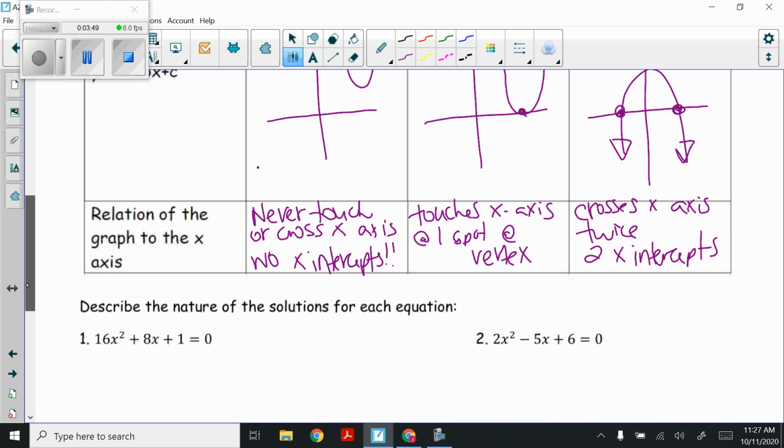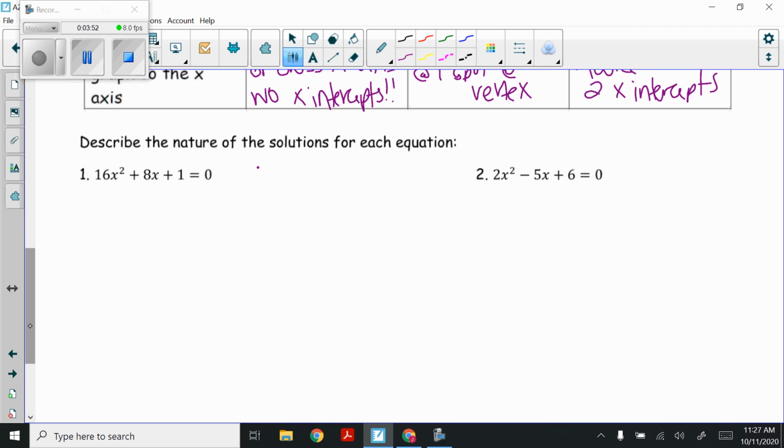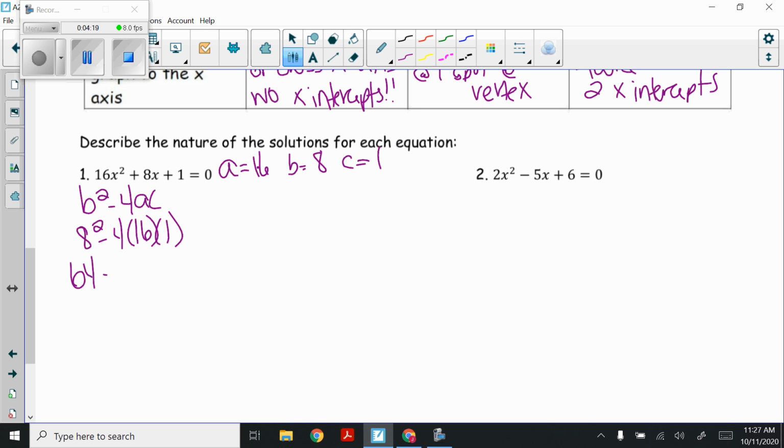So let's practice that. Our first example is: describe the nature of the solutions for each equation. 16x squared plus 8x plus 1 equals 0. I notice it's already in standard form, set equal to 0, so I can identify my a, b, and c. So a is 16, b is 8, c is 1. Plug that into the formula for the discriminant: b squared, so 8 squared, minus 4 times 16 times 1. 8 squared is 64. Negative 4 times 16 is negative 64. Negative 64 times 1 is still negative 64. So 64 minus 64 is 0.